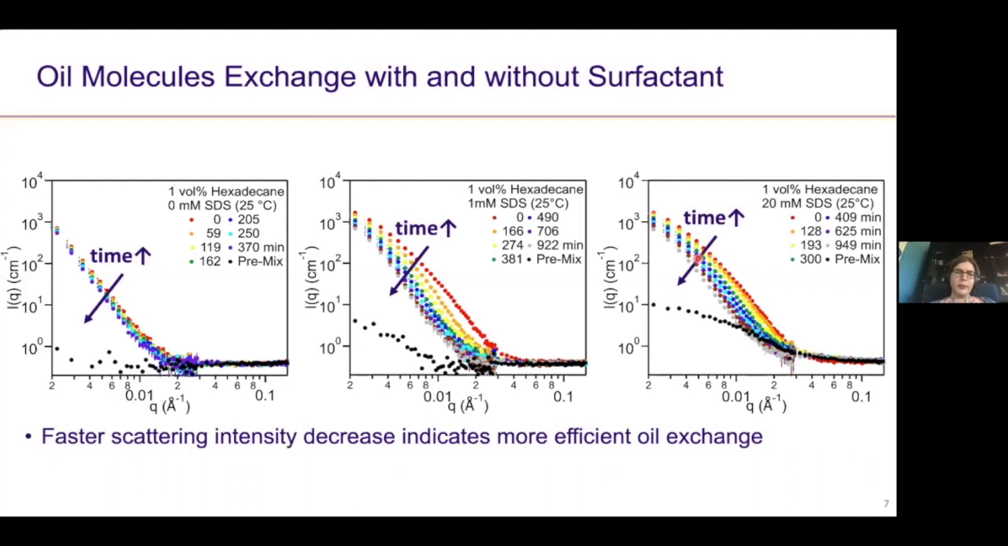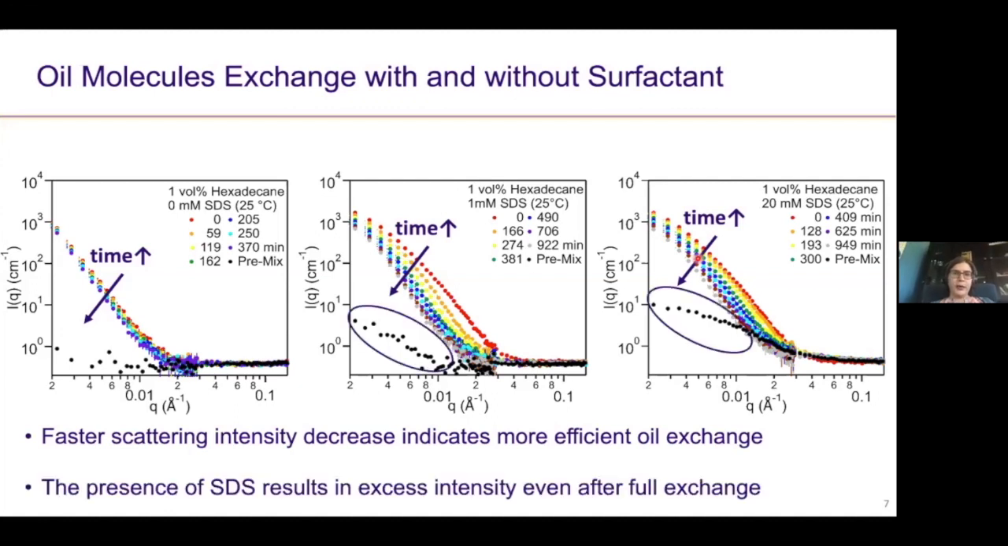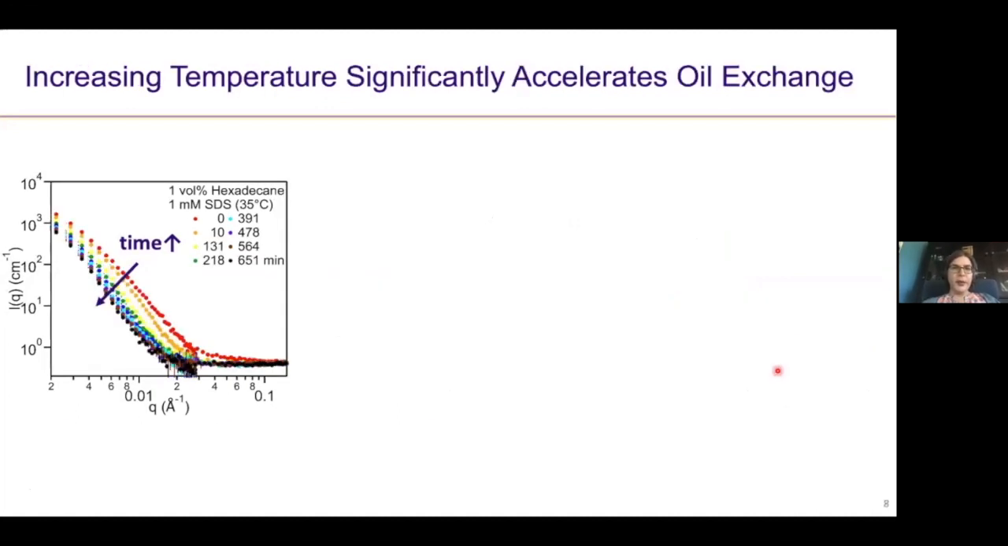But still, qualitatively, we know that by adding surfactant, we've somehow increased, even just a little bit, the exchange rate of oil between these emulsion droplets. And we also know that the presence of SDS creates an excess scattering intensity even after we intentionally mix these droplets. So what happens if, instead of changing the surfactant concentration, we, for example, change the temperature?